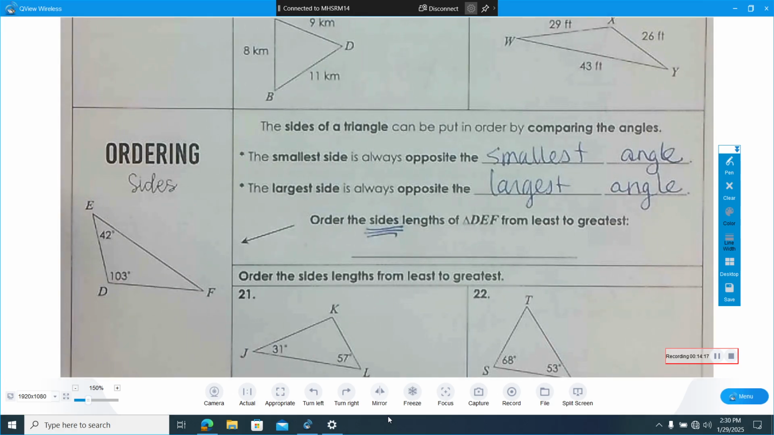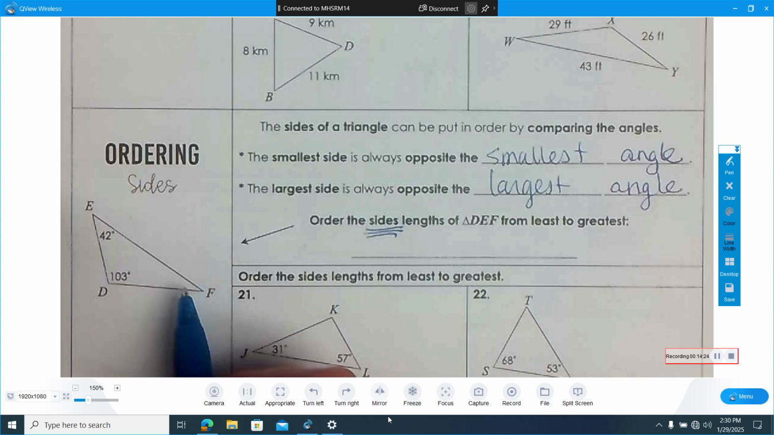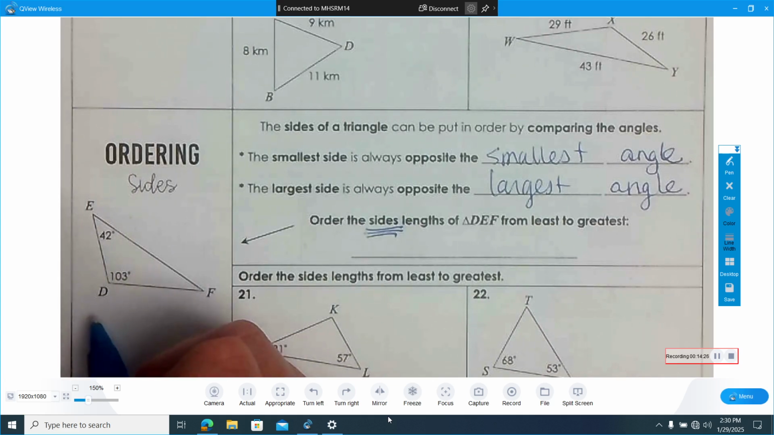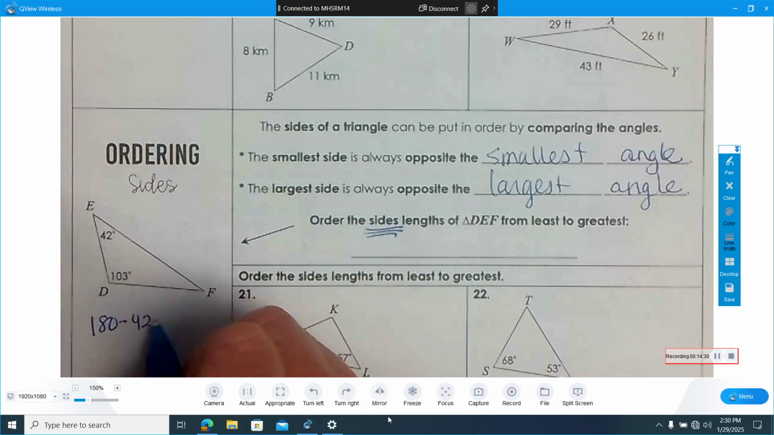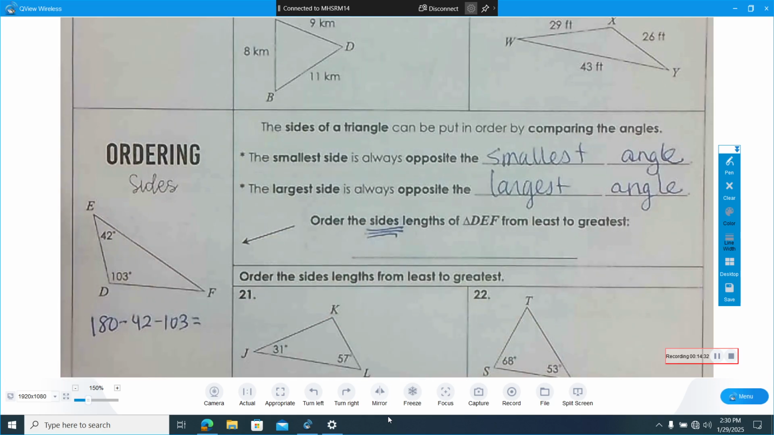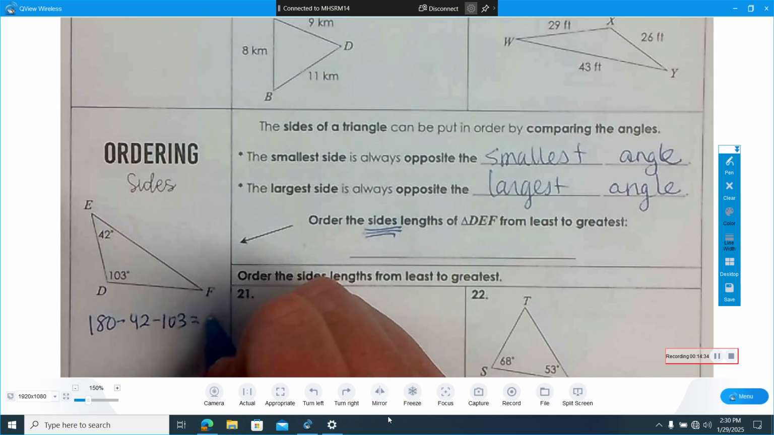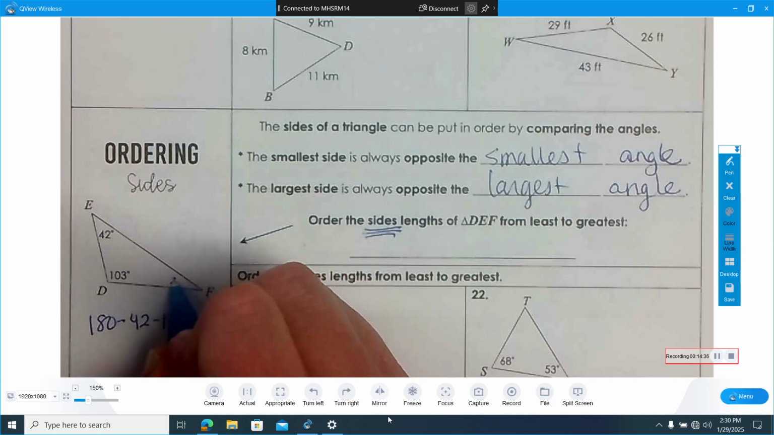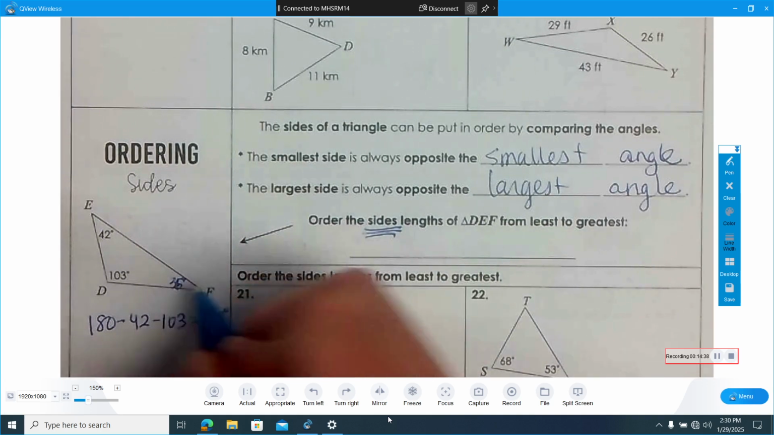What do I need to do with this triangle before I can do that? Solve for the measure of angle F. How do we find the measure of angle F? Add them up and subtract from 180. So I'm going to do 180 minus 42 minus 103. And what do we get? 35 degrees for angle F.